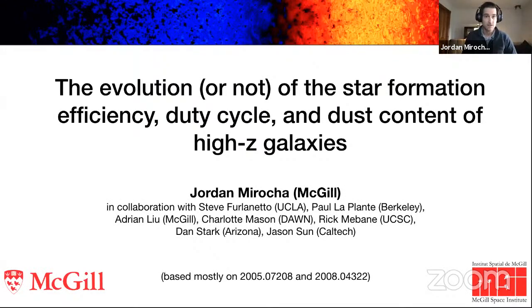I'm going to talk about some work that I did mostly last year, though I'll get to some newer stuff at the end. But the topic is really on this question of what galaxy properties, if any, at high redshifts are evolving with redshift, not just things like halo mass or stellar mass. In particular, I'm going to focus on the efficiency of star formation, the amount of burstiness that's going on, and the dust content of high redshift galaxies.